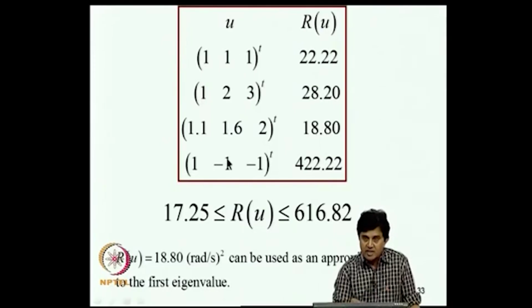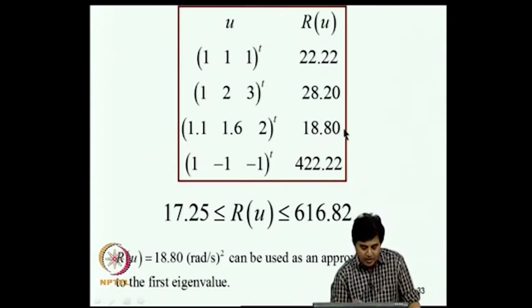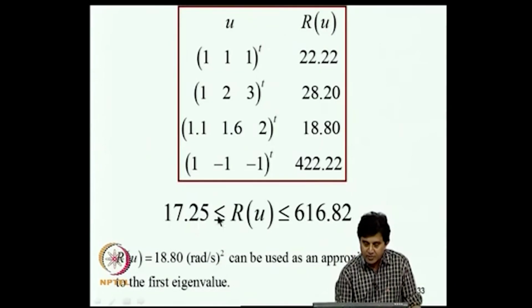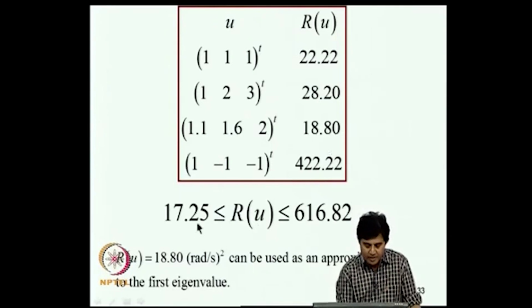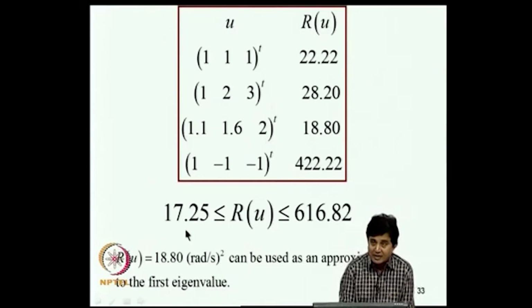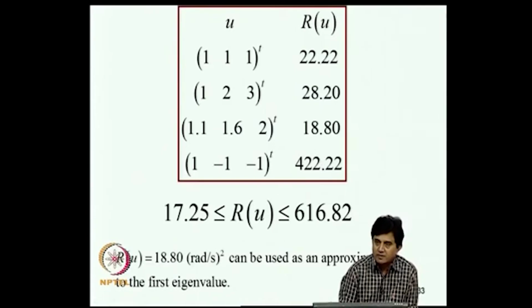Among these various trials on your guesses on the first mode shape, this one gives the lowest Rayleigh's quotient. In this case I know 17.25 is the answer, but if you are applying this method under a situation where you do not know the exact answer, you should accept this as the best possible approximation to the square of the natural frequency because of this bounding property. R of u can at best be only equal to the first natural frequency square, it cannot drop below that. So, because of that bounding property, the lowest among these is the best possible estimate for the first eigenvalue.